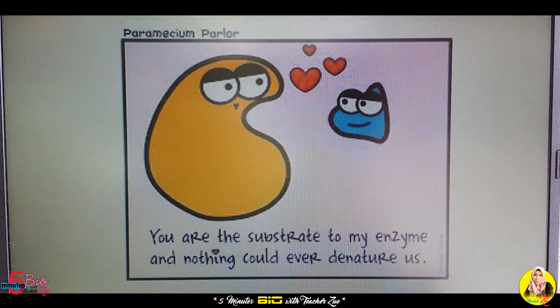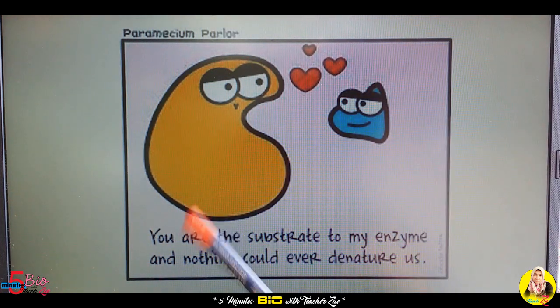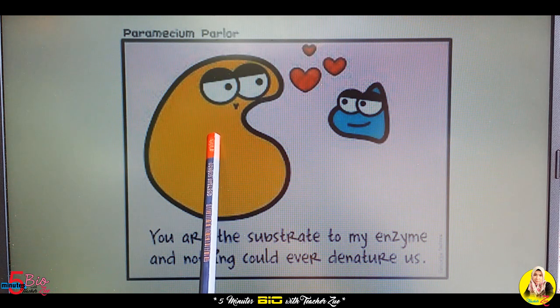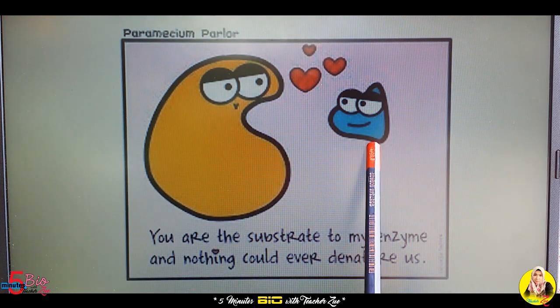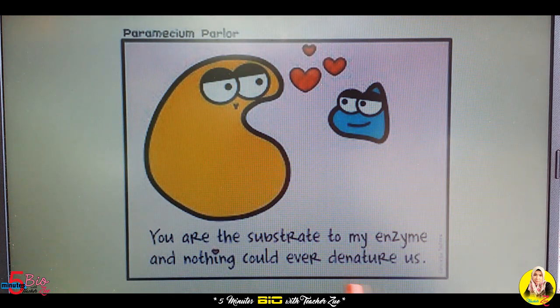Next, okay, look at the cartoon. Okay, what does it say? You are the substrate to my enzyme and nothing could ever denature us. He said, okay, this is enzyme, this is substrate. Denature here means destroy. We use the word denature because in the enzyme process we don't use destroy. Usually we use denature.